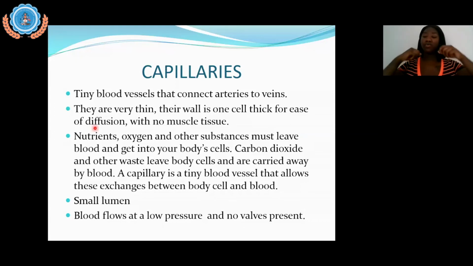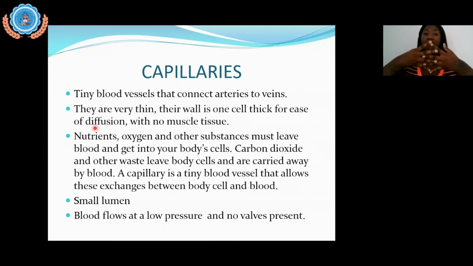Now, when we look at point number 1, tiny blood vessels that connect arteries to veins. So let's say my left forearm is an artery. My right forearm is a vein. And I have my fingers interconnecting. My fingers in this case will be the capillaries. So this is actually how it works in the body. Your arteries, your veins, and your capillaries link each other.